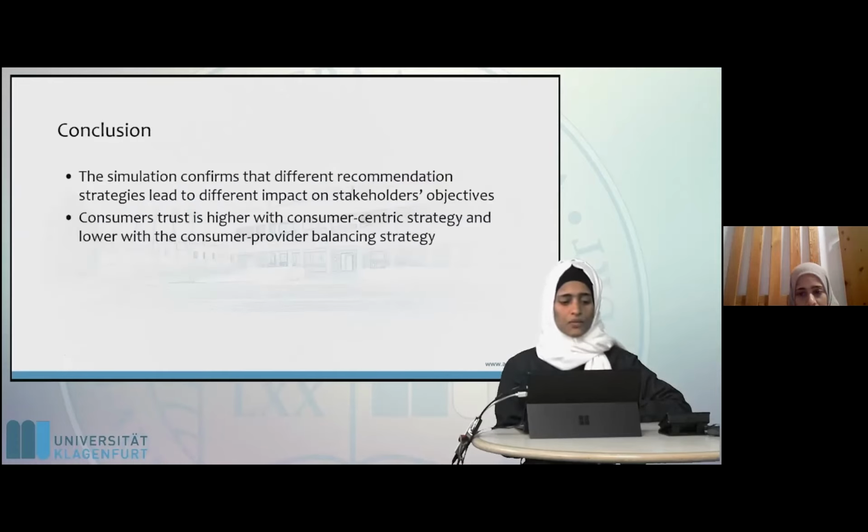As a conclusion, the simulation confirms that different recommendation strategies lead to different impacts on stakeholders' objectives. Consumers' trust is higher when the platform provider recommends items that maximize their utility, or as we call it, consumer-centric strategy, and lower if the platform provider recommends items balancing between consumers' utilities and also platform providers' utility.